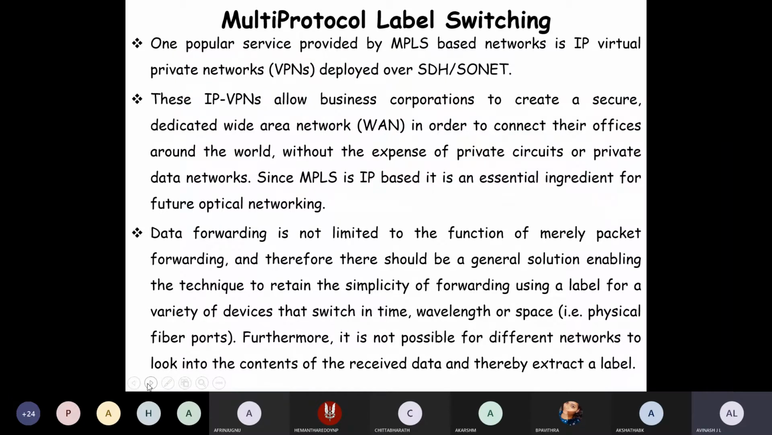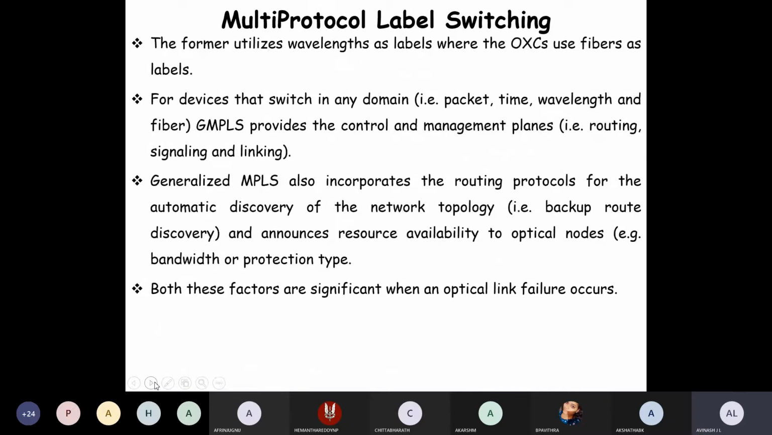So one popular service provided by MPLS-based networks as an IP virtual provider is VPN, which is a virtual private network. This particular virtual private network will be deployed over SDH or SONET. Some of the features have been discussed here, so you can go through it. It's very easy, and you can understand it easily.